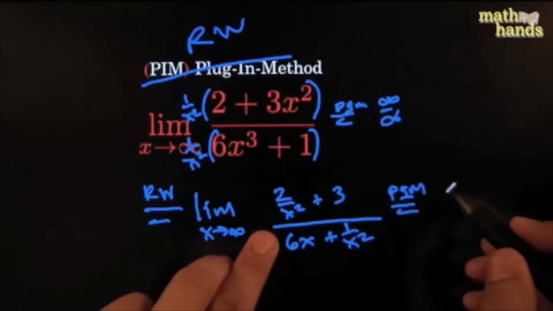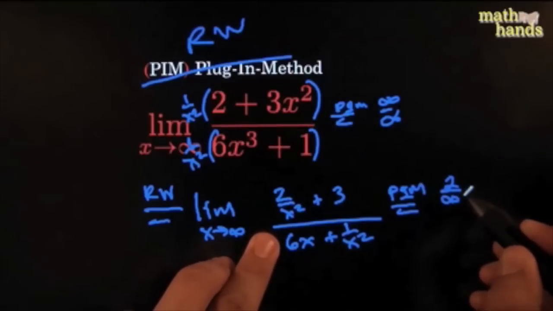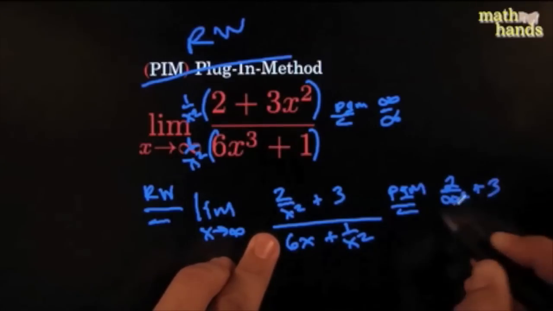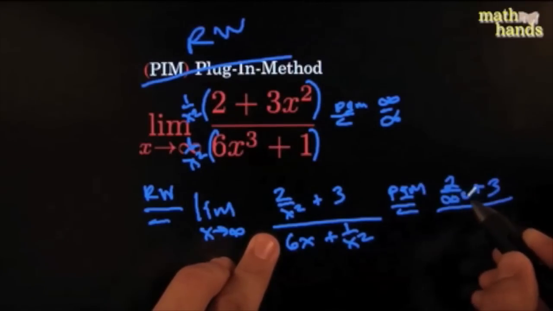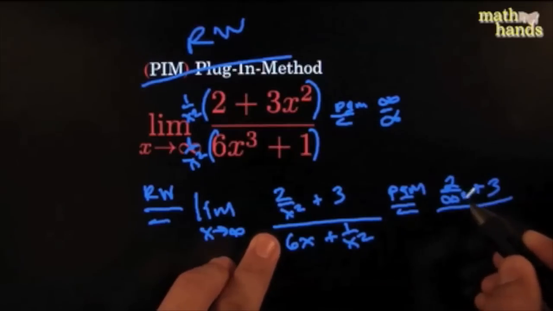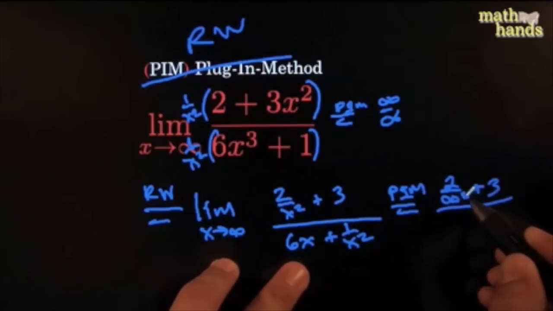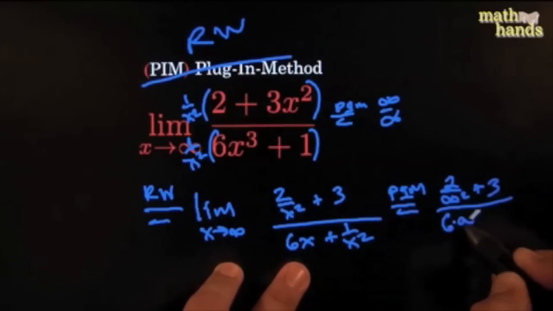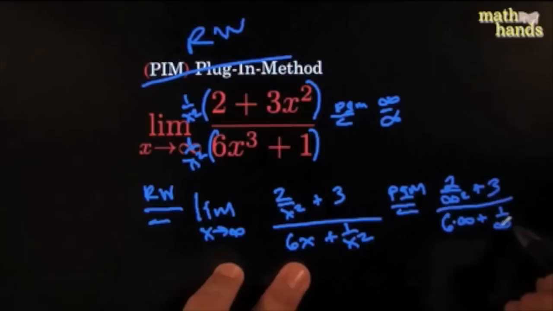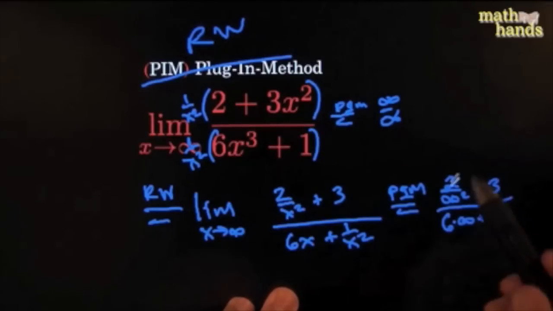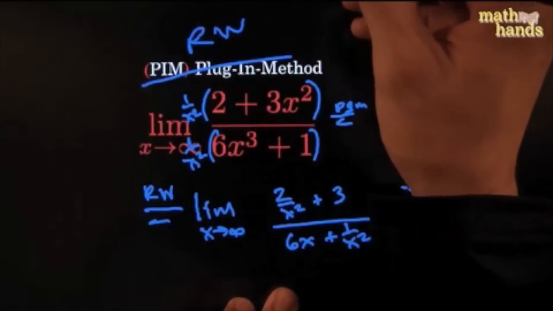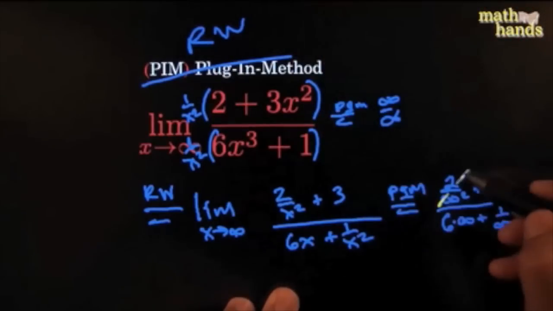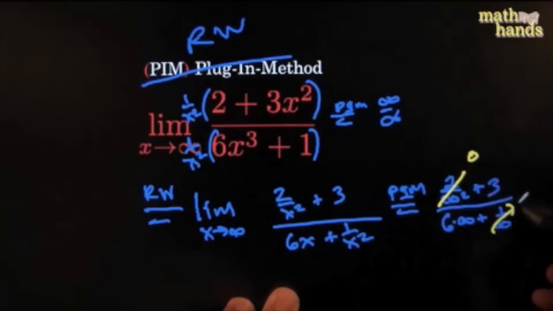Everywhere I see x, I put infinity, so that gives me 2 over infinity squared plus 3. By the way, I don't really need the square because infinity times infinity would be infinity. So if I often write infinity here, that's because infinity squared is equal to infinity. So that would give me 6 times infinity plus 1 over infinity, like that. You see that? So this is going towards 0. That's going towards 0. That's going towards 0.